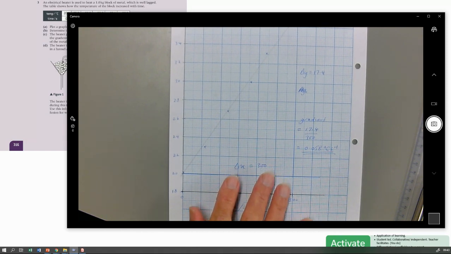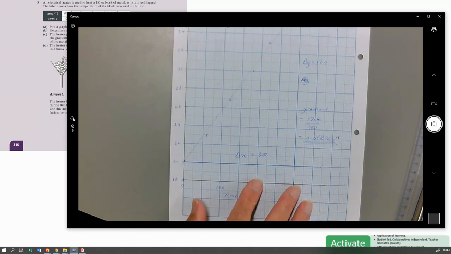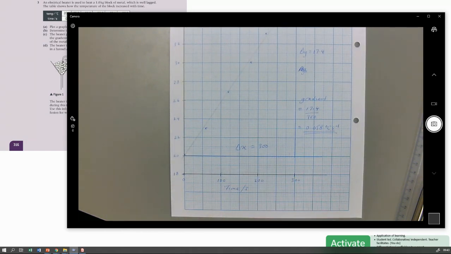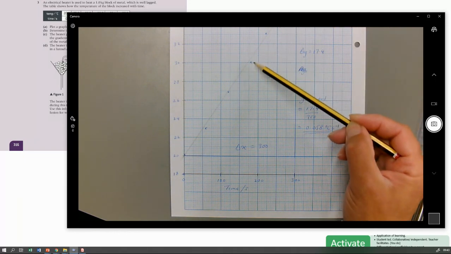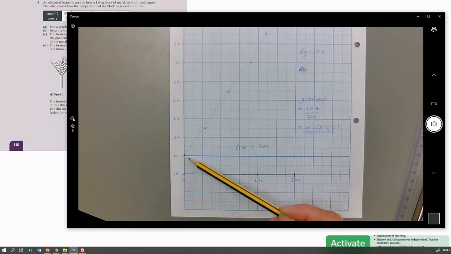Points plotted fairly accurately, I would say, even with my poor eyesight. I don't know if you can see on the video there, but I've tried to make the cross no bigger really than one of the smallest squares on the graph paper. If it's any bigger, you won't get marks for it. And I've plotted these points, and I've used by eye, I've estimated a best fit line, which just happens to intercept just there.